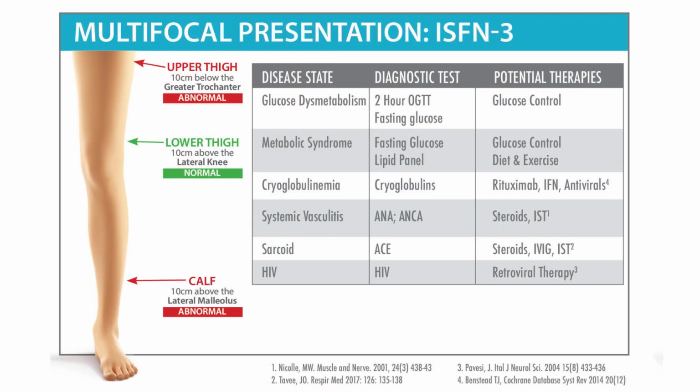The third form we call a multifocal form, and this was described many decades ago as a Wartenberg sensory neuritis, where individual patches of nerves are damaged. So you might see this, for example, where the proximal thigh is abnormal, the distal thigh is normal, but then the distal calf is abnormal as well, so it's very patchy. And you can see this again with diabetes, but you'd be very concerned, for example, about some form of systemic vasculitis, sarcoid, or even HIV can present this way.